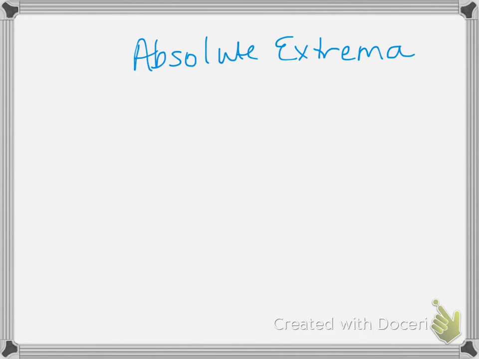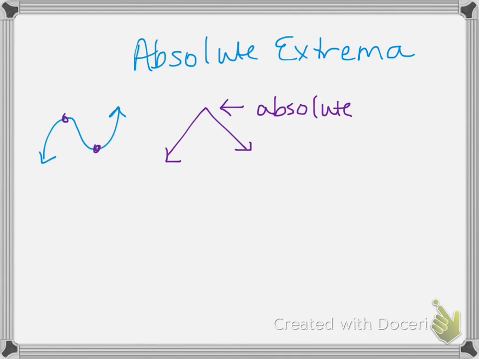Which pretty much means absolute maxes and absolute mins. If you have a graph that looks like this right here, there's no absolute extrema. There is a local max and a local min, but because the graph keeps going up forever and down forever, there's none that's higher or lower than the rest of the graph. If you look at this graph, there's no absolute min because the graph keeps going down forever, but this is the location of the absolute max. Because that point is higher than all the other points.